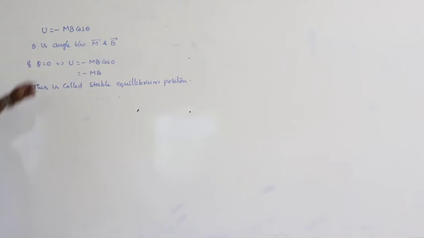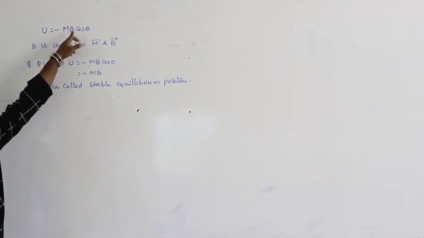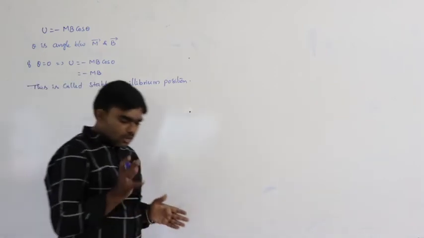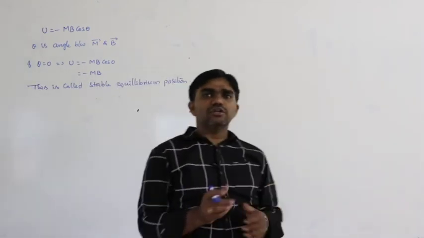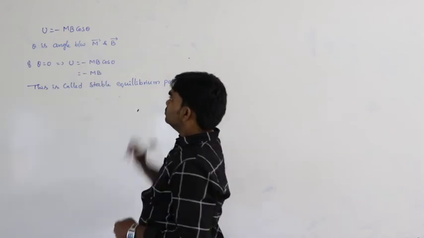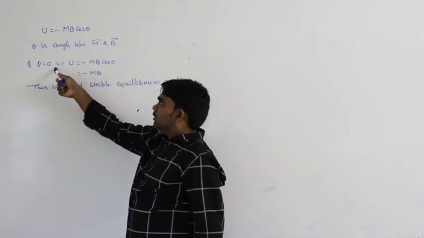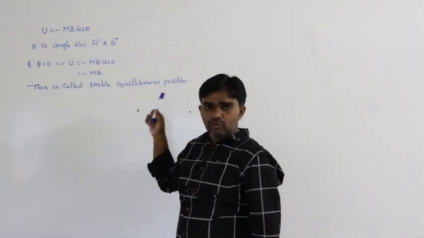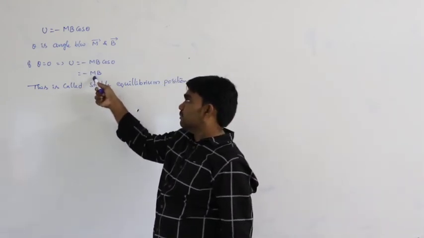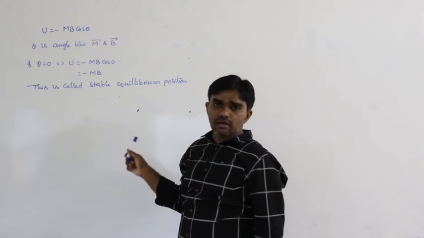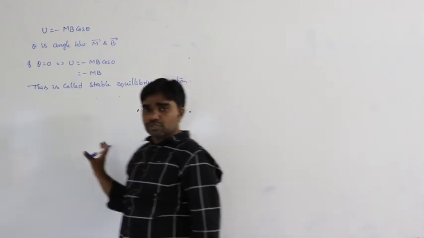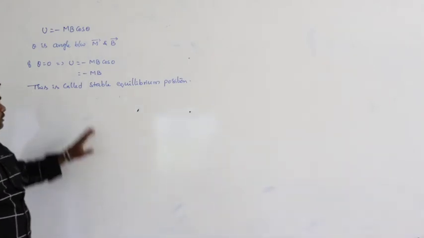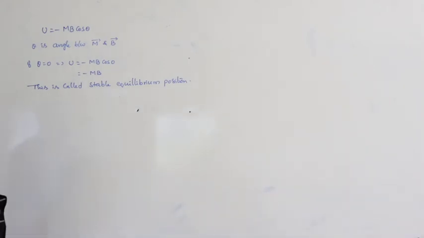If the angle between the magnetic moment and the magnetic field is 0, that means both must be in the same direction, or the magnet is placed in the direction of the magnetic field. The energy stored in that magnet, or the amount of work done to place that magnet, is minus mB. This position is called the stable equilibrium position.